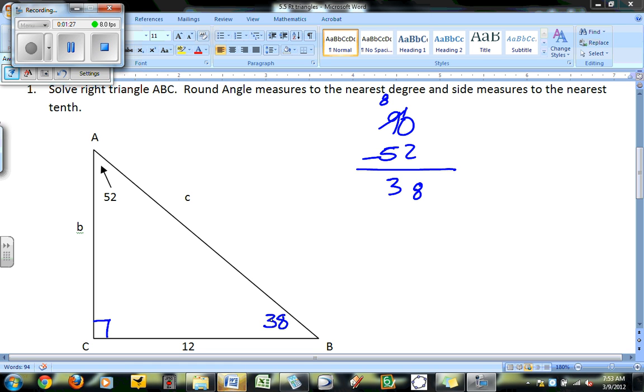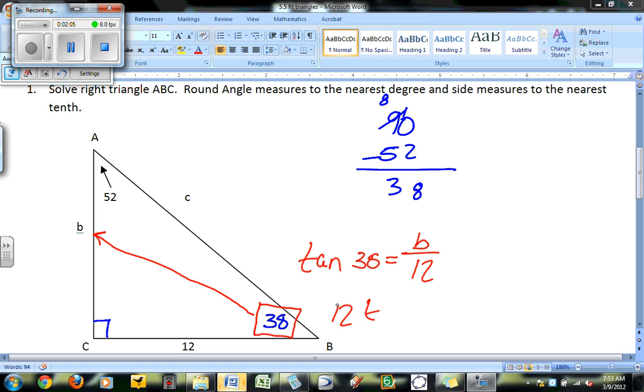For this first one, I can pick either angle, it doesn't matter. Say I'm going to pick this angle 38 right here. And say I want to solve for b. Well, b is opposite of 38, so I need a trig function for the angle of 38 that deals with the opposite side. b is my opposite side, and I'm given the adjacent side. So what deals with opposite over adjacent? That is tangent. And then to solve for b, we multiply by 12.